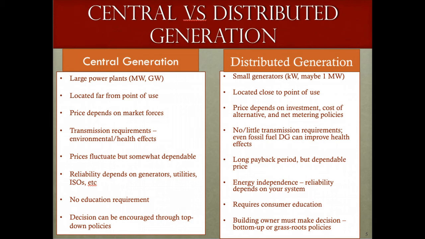An example would be a 500 megawatt coal power plant or a 1 gigawatt nuclear power plant that supplies electricity for an entire region. The high voltage transmission lines that carry electricity from the power plant to the distribution network have environmental and health effects, including disturbance of habitat and safety issues, among others.